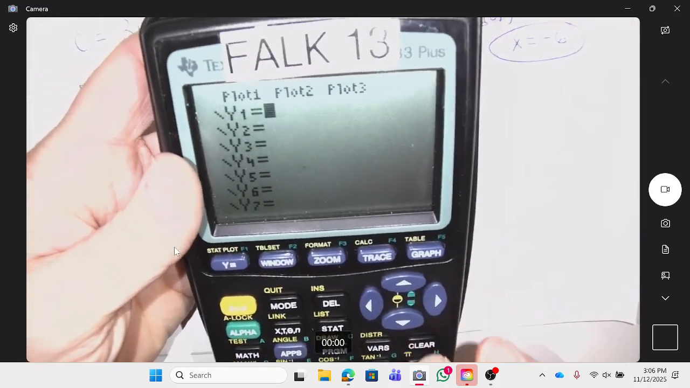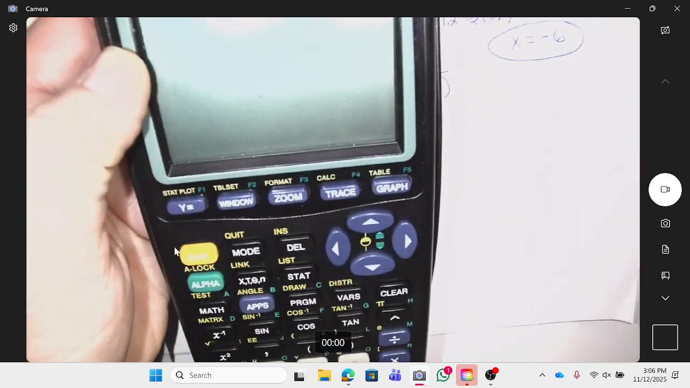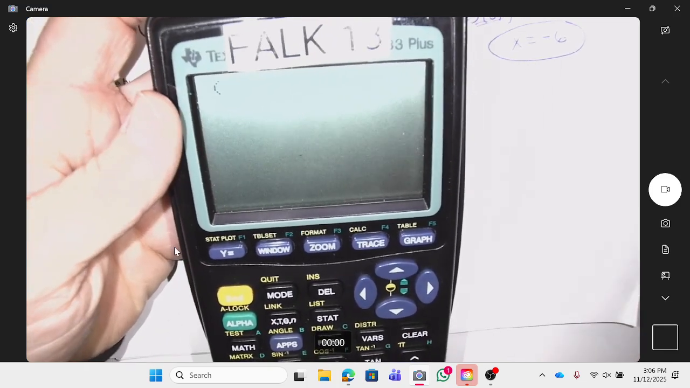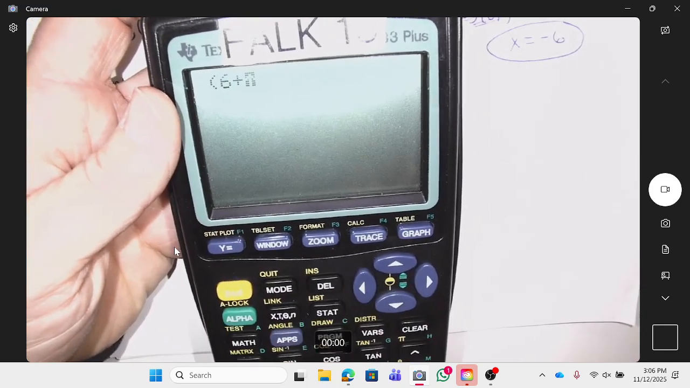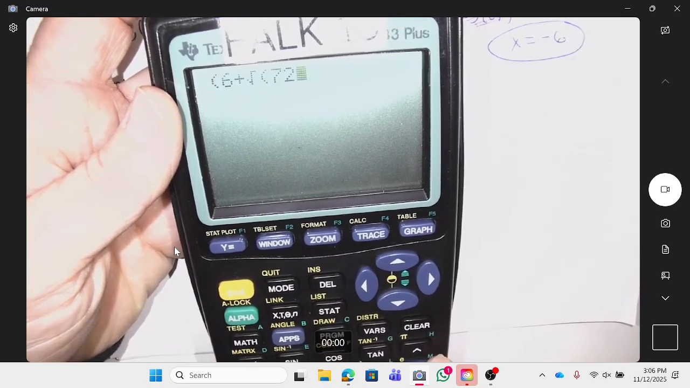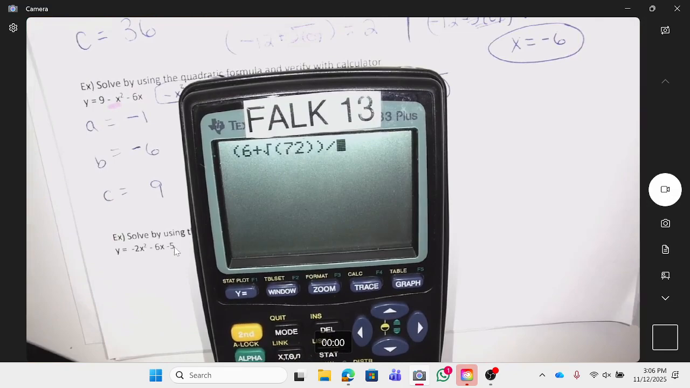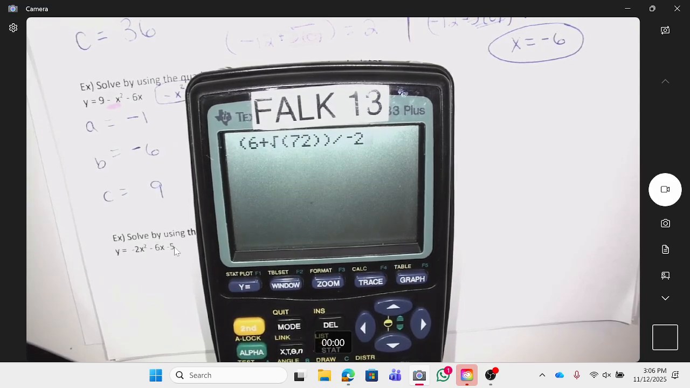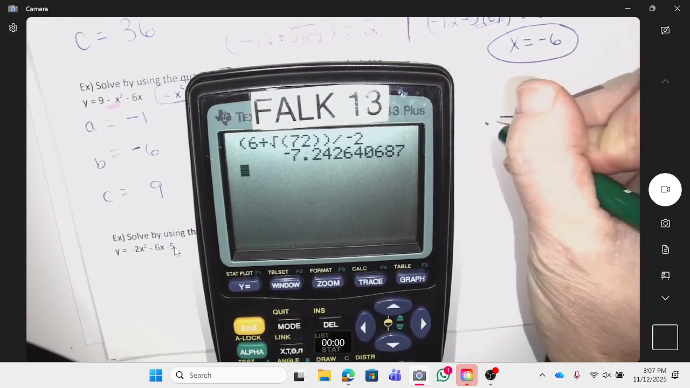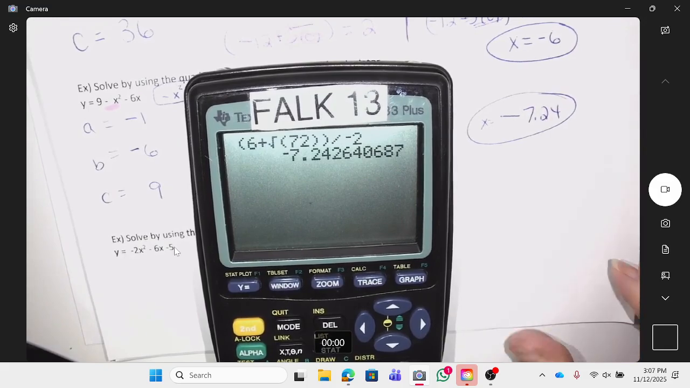So here's your look. Ready? Bracket, 6 plus root 72, bracket, bracket. Divide by -2. Does everybody's look like that? It's good? See my bracket, bracket? -7.24 is one of the x-intercepts. This is what this is all about. It's an x-intercept.